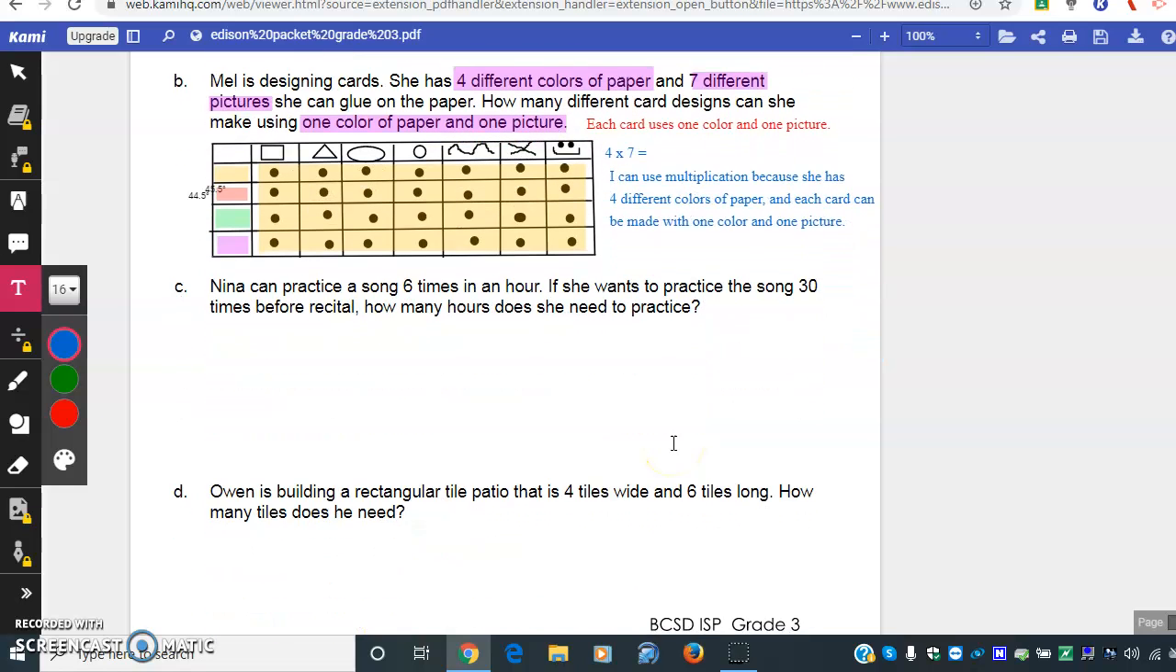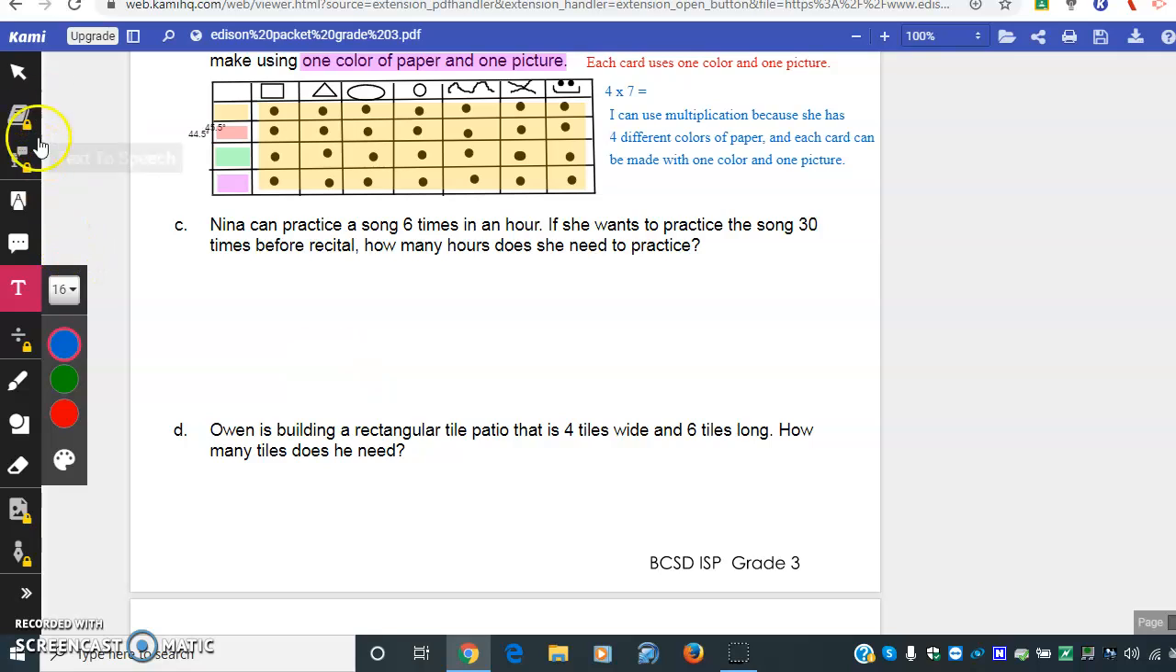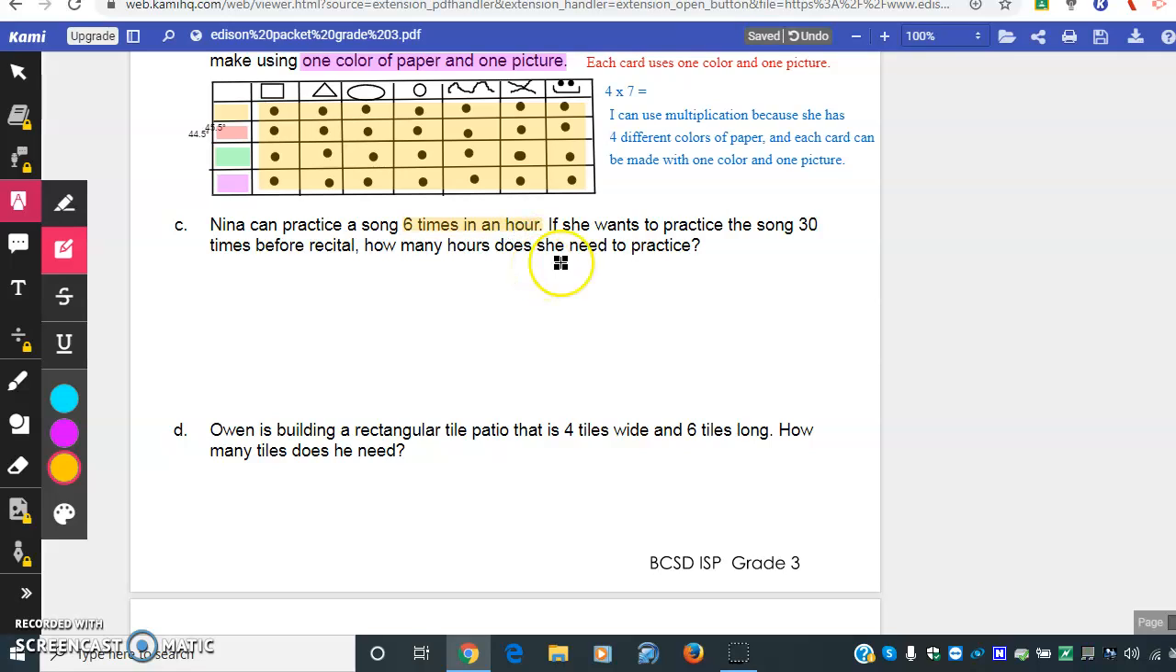Question C. Nina can practice a song 6 times an hour. If she wants to practice the song 30 times before recital, how many hours does she need to practice? All right, so 6 times in an hour is how many times she can practice a song, and she wants to practice the song 30 times before recital. Okay, so when I look at this, I see 6 times in an hour, which again is a hidden each. 6 times each hour she's going to practice this song. This is a hidden each.